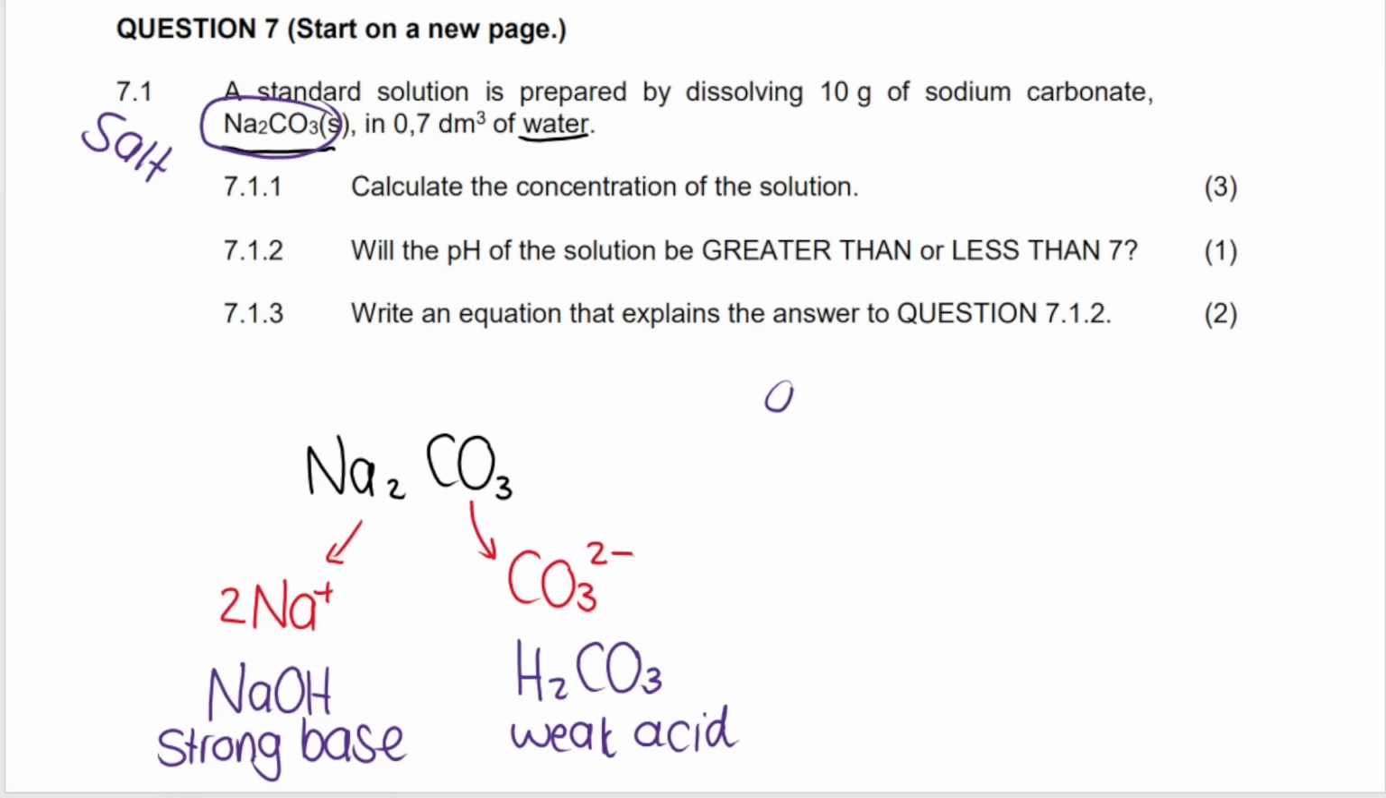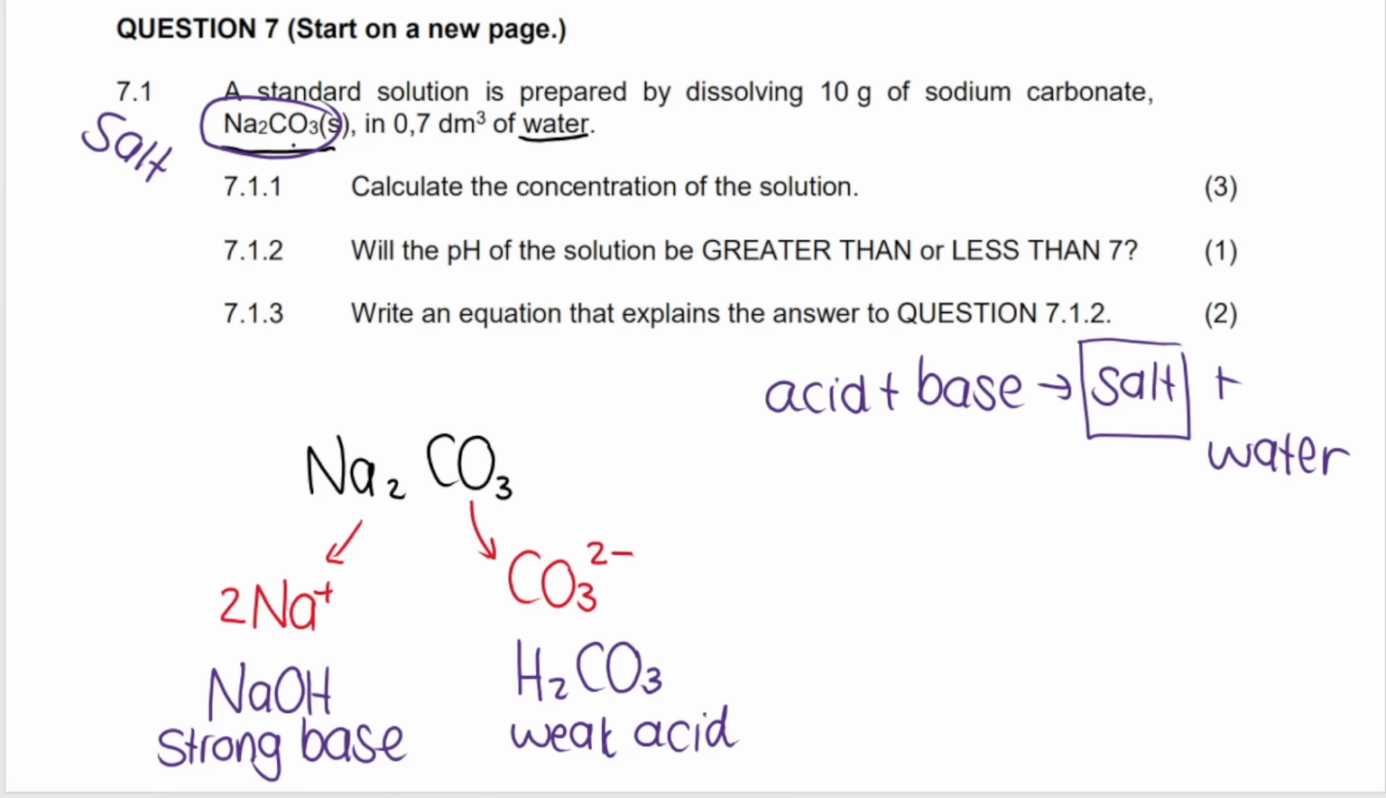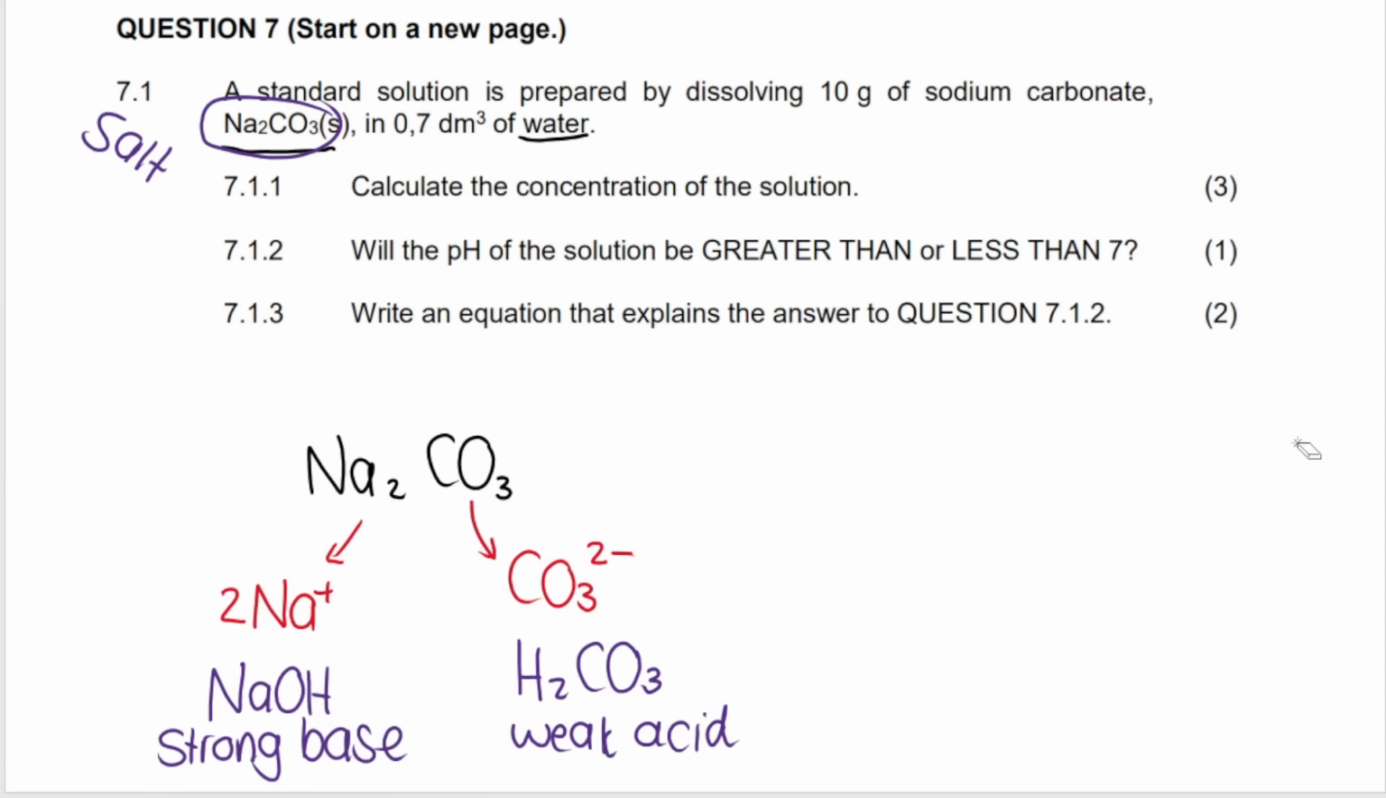Remember, as I taught you in my lessons, an acid plus a base gives me a salt plus water. It can give me other products as well, depending on what the base is, but generally speaking, acid plus base gives me a salt and water. So if I have a salt, like I do in this case, Na2CO3, I can work backwards to figure out which base and which acid produced that salt. So in this case, Na2CO3 came from a reaction between NaOH and H2CO3. Now, NaOH is a strong base. H2CO3 is a weak acid.